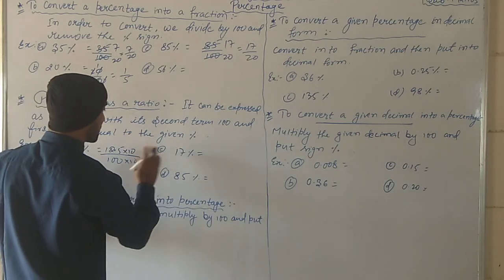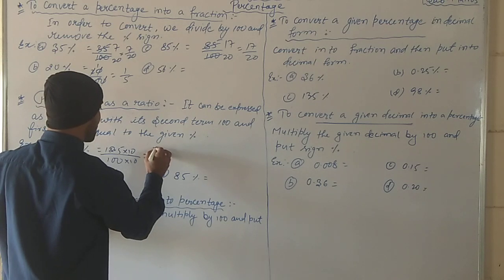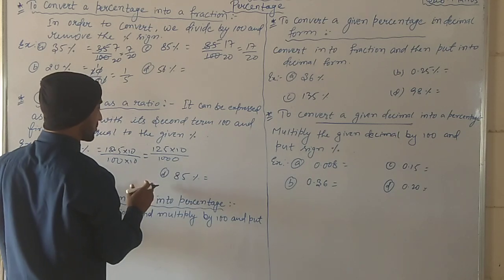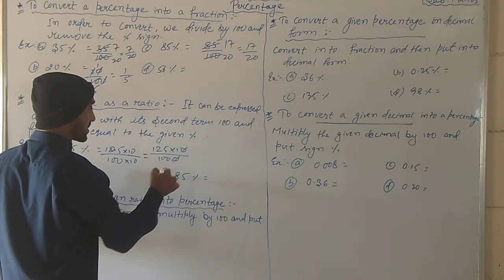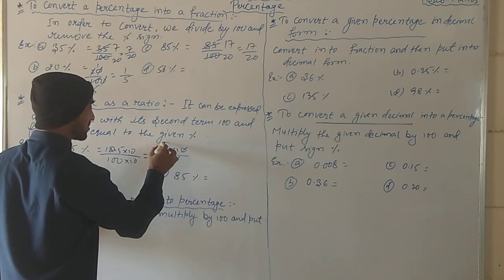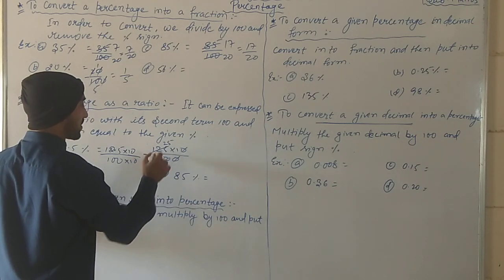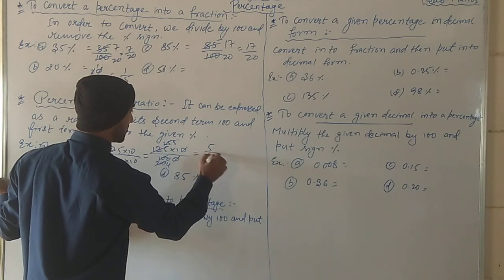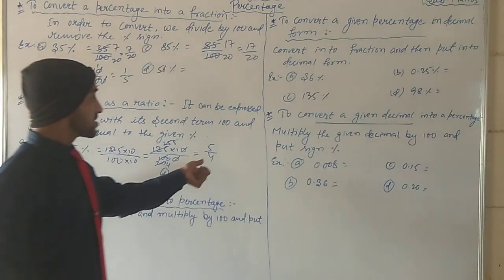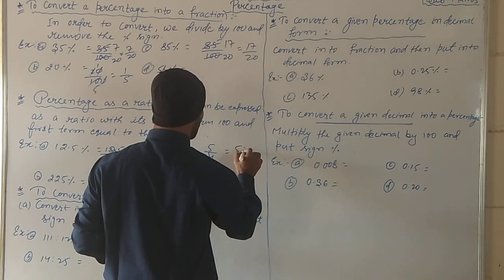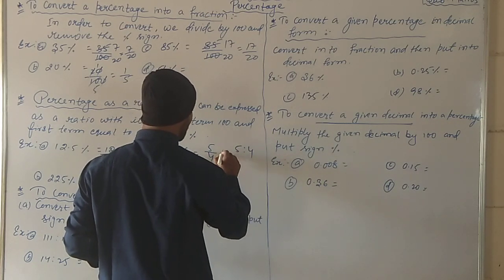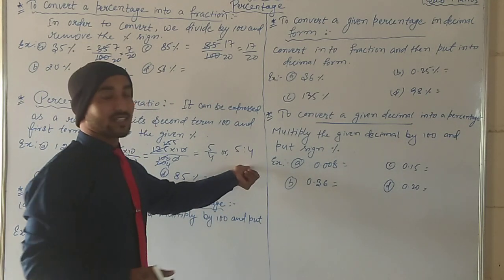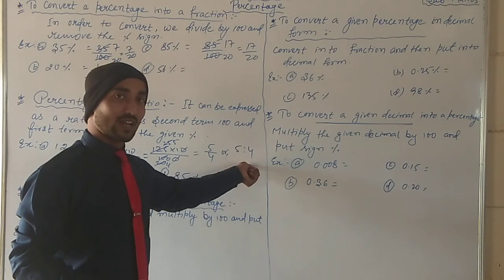What will the answer be? 125 into 10 over 1000. See what happens: the 10s cancel, and 5 over 25... 5 fours are 20, 5 fives are 25. It means 5 by 4. Now students, think: can this fraction be written in the form of the ratio 5:4 or not? You have already discussed this in the previous session. Definitely, we can write it.